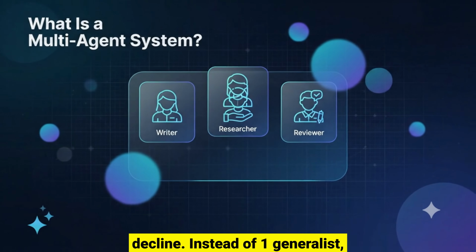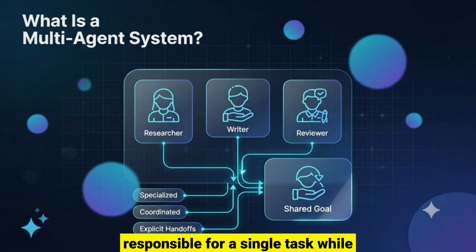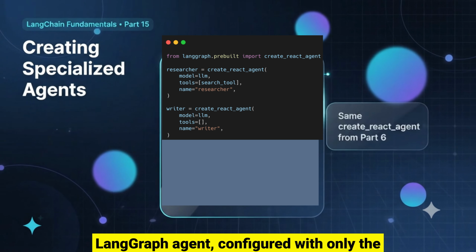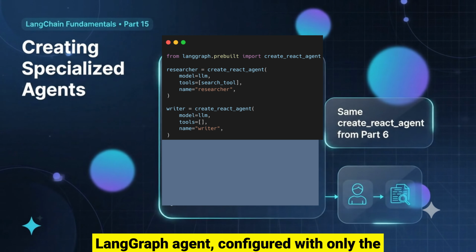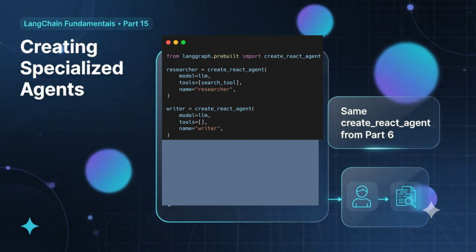Instead of one generalist, build several focused agents, each responsible for a single task while coordinating toward the same objective. Each specialist is simply a normal LangGraph agent, configured with only the tools and instructions needed for its specific responsibility.